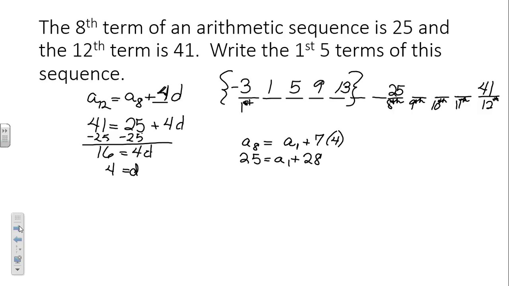So if we were writing that sequence, if we wanted to write the explicit form, we need to figure out what our 0 term would be. So we want to take away another 4, and a sub n would be 4 common differences plus, and then -3 minus 4 gets us our c, so plus a -7 would be our explicit formula.